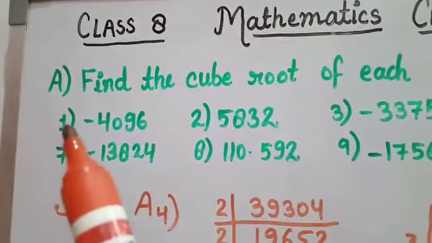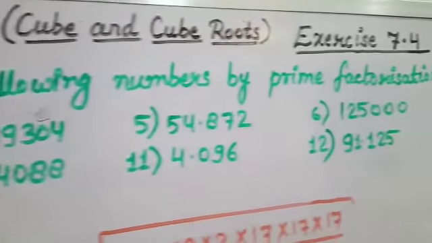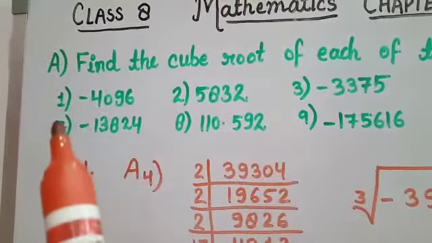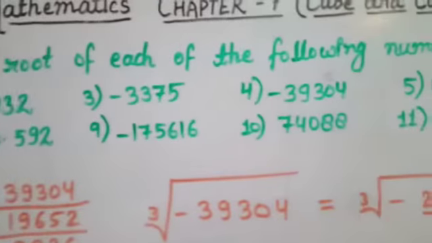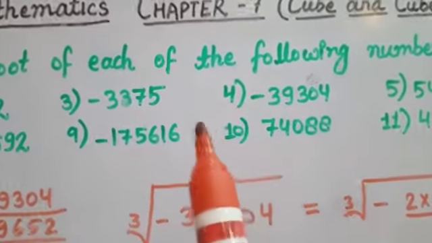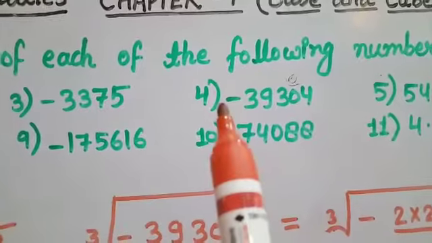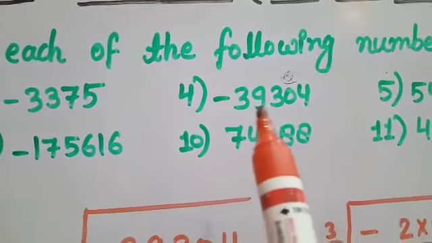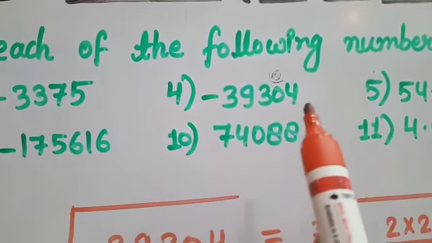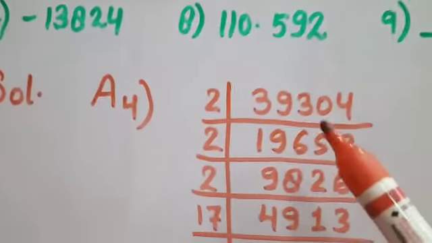Question A: find the cube root of each of the following numbers by the prime factorization method. In this video we will solve the fourth part of this. The fourth part is minus 39,304. We will find the prime factors of this.